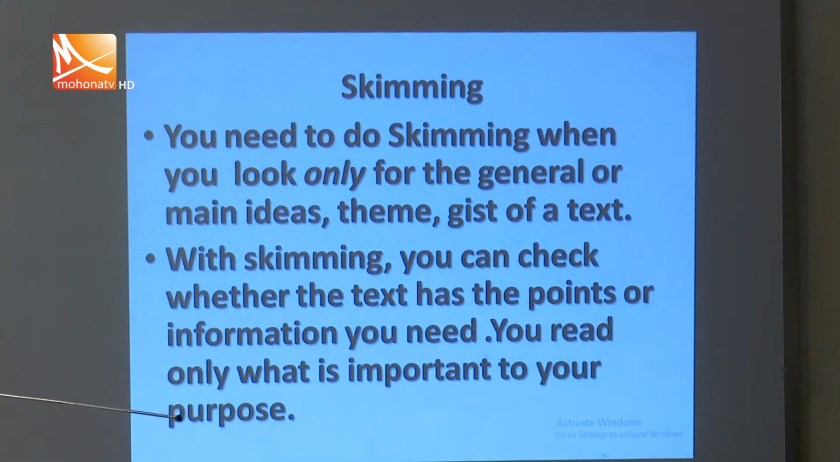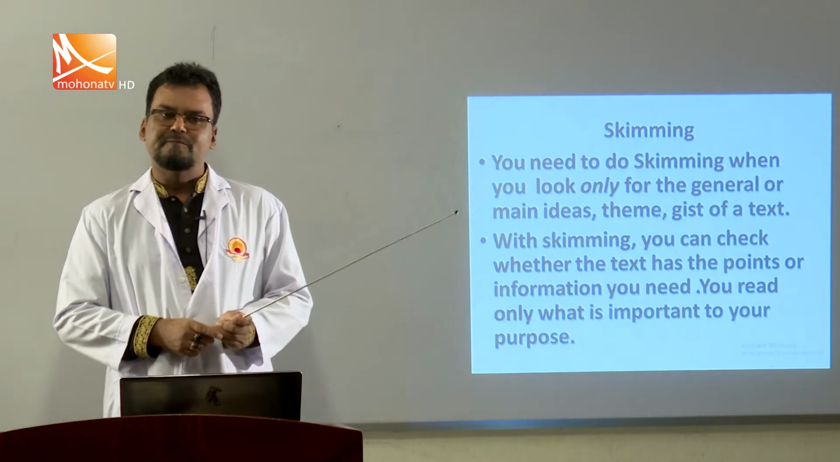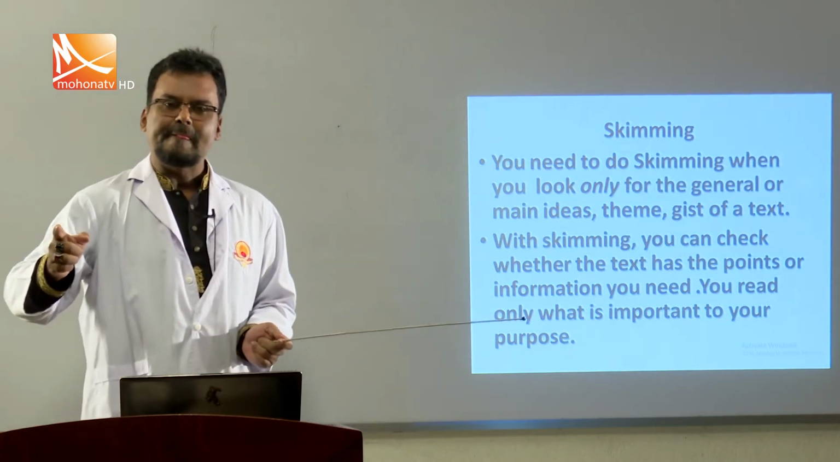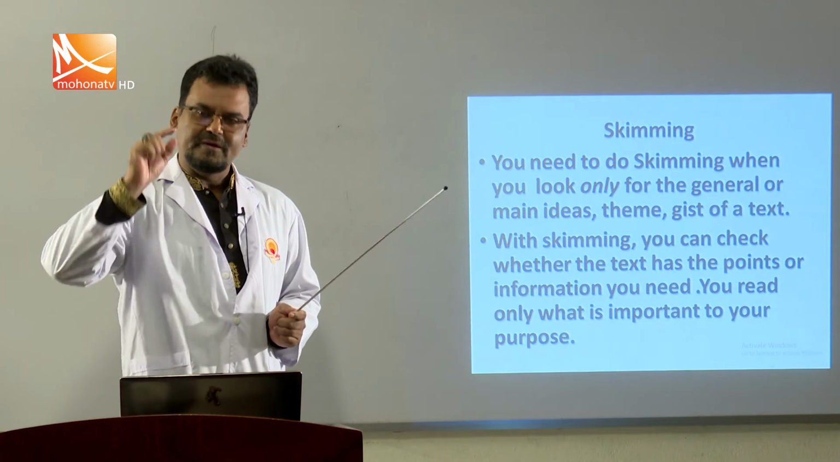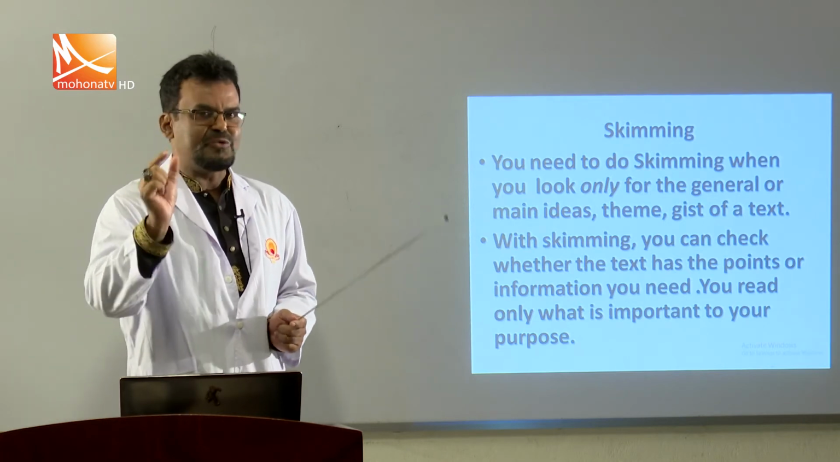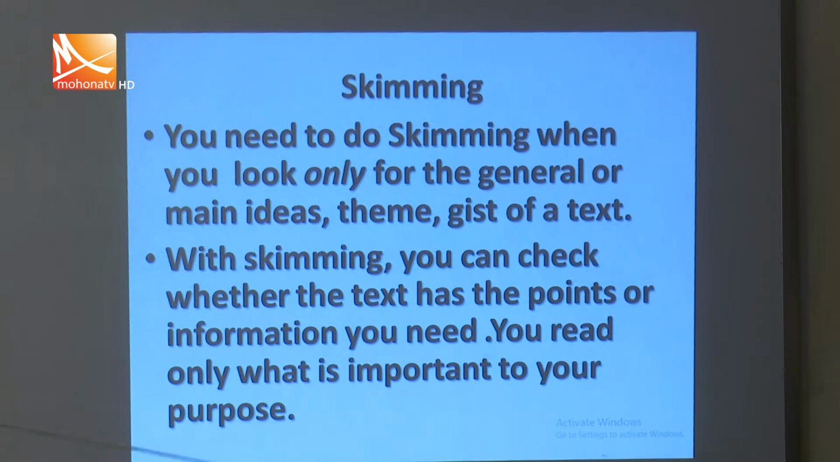What is the text about? You don't need to read every single word in detail or particularly. You just go for the main theme, main topic. With skimming, you can check whether the text has the points or information you need, and you read only what is important to your purpose. So, when you read the question, first read the question and decide what you need to know, and go for skimming. Go quickly through the text.